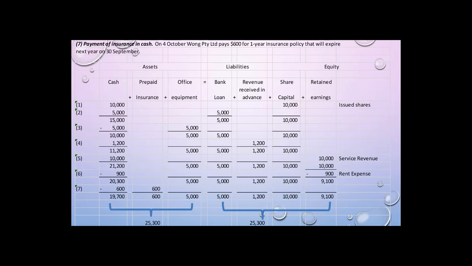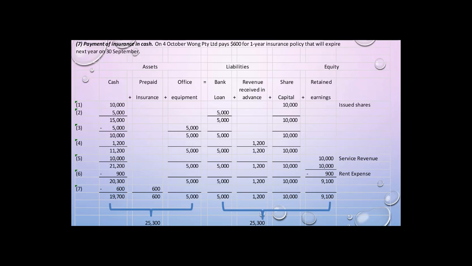Okay, 7. Payment of insurance in cash. 4th October, Wong Proprietary Limited pays $600 for 1 year insurance policy that will expire next year on 30th September. Now, take note, this is for 1 year insurance policy, so meaning we haven't consumed that policy yet. So what we will do is we will record it under prepaid insurance. Okay, so you can create another asset account, prepaid insurance. Someone will ask why we treated this prepaid insurance as an asset. Remember, asset is a resource that you can still use to benefit you in the future. So prepaid insurance, if you haven't consumed it, it will benefit you in the future.